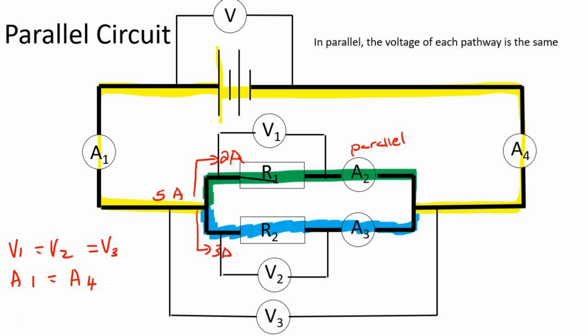The 2 amps is then going to go all the way through here, and the 3 amps is going to go all the way through here, and then they're going to join together over here again, and then carry on as 5 amps. Okay? So when you are in parallel, those currents do not have to be the same. Okay? But they will add up to the total current in the main circuit.